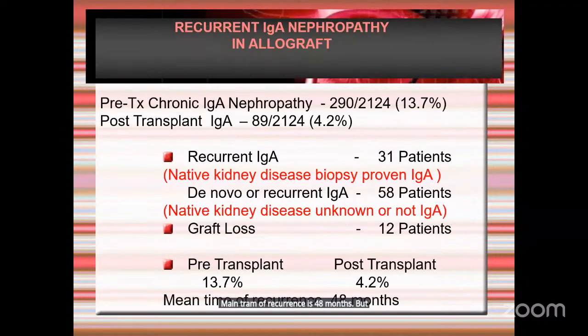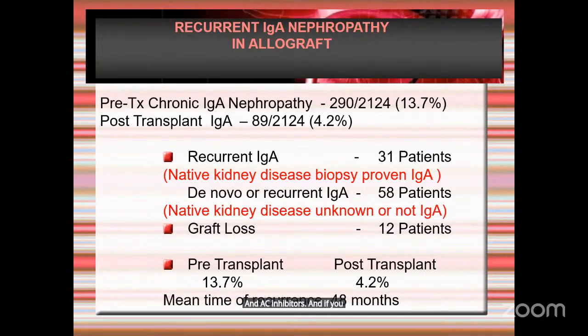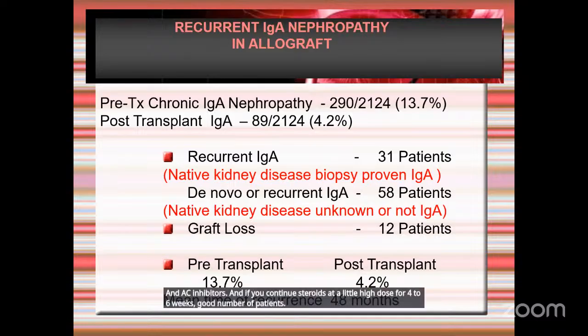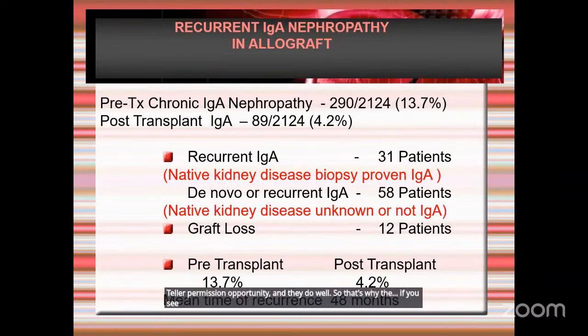But what I actually see in IgA is that post-transplant IgA responds well to enhanced immunosuppression with prednisolone, use of hydroxychloroquine and ACE inhibitors. And if you continue steroids at a little higher dose for 4 to 6 weeks, a good number of patients develop remission of proteinuria and they do well. So 89 patients got the disease, but only 12 lost the graft. Just because recurrence happens does not translate into graft loss.